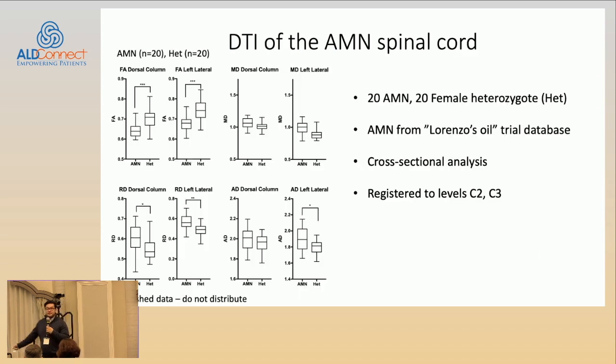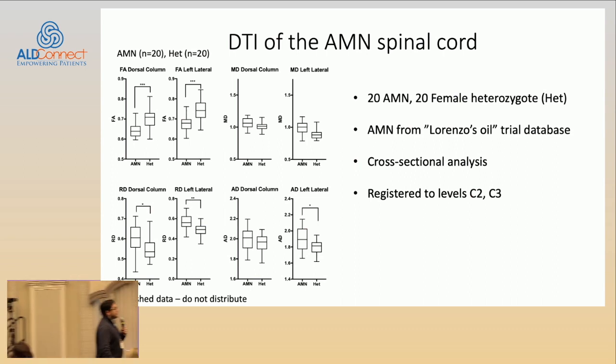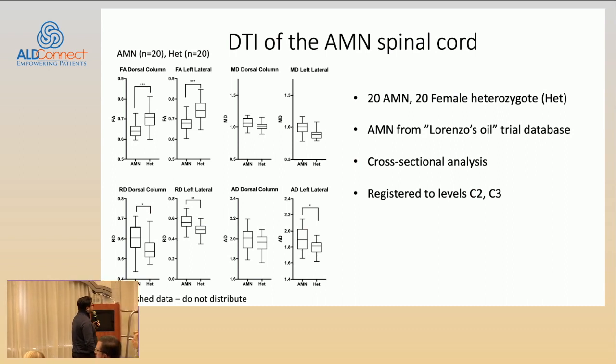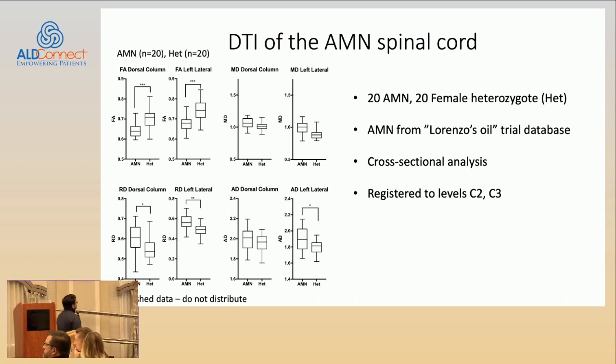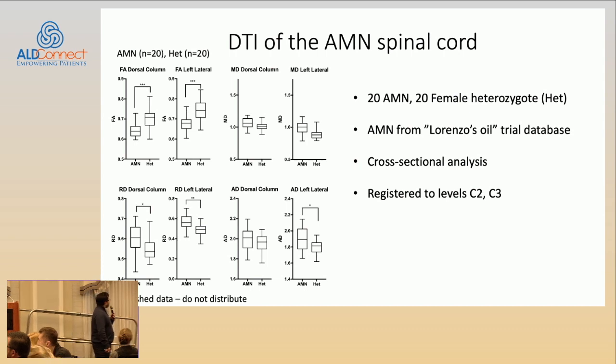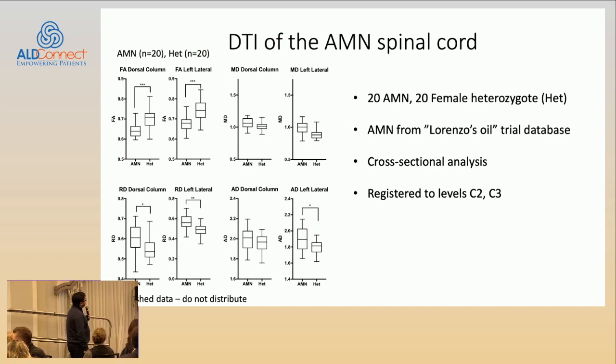So here is the new, never seen before cross-sectional data of DTI of the AMN spinal cord. On the top left is the fractional anisotropy. This is how able they are to diffuse in one direction. And we see a significant difference in fractional anisotropy, FA, between AMN and heterozygotes in the dorsal column and the left lateral white matter.